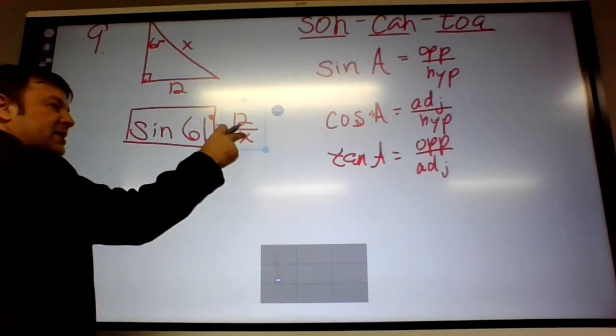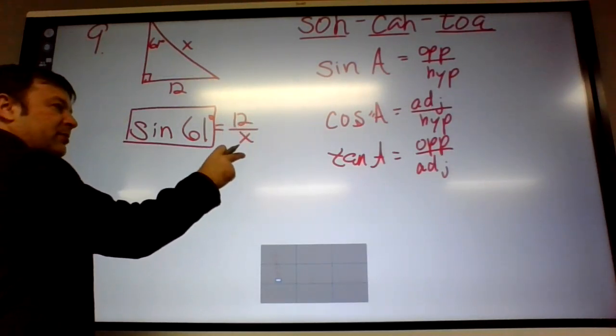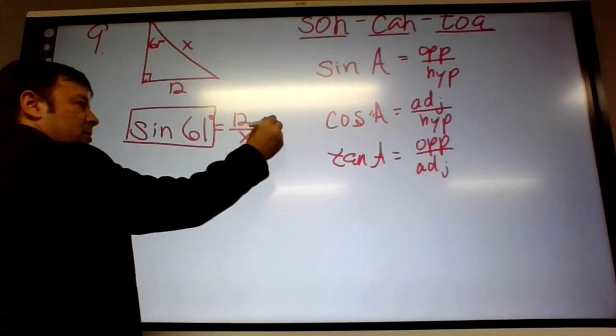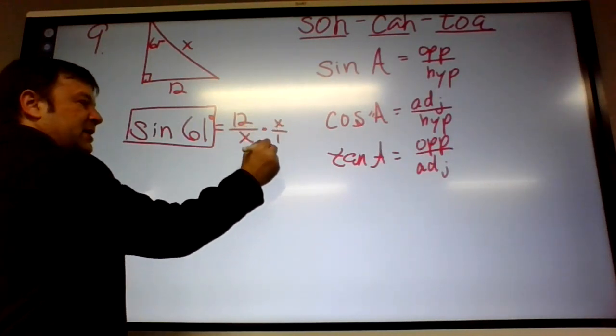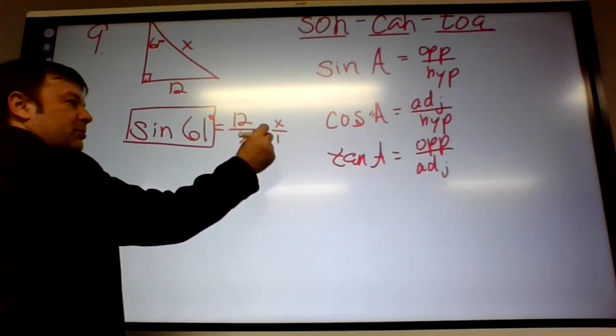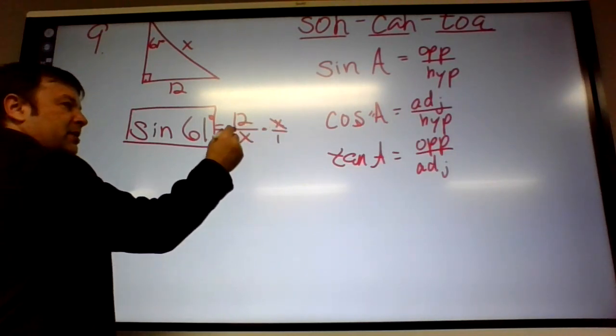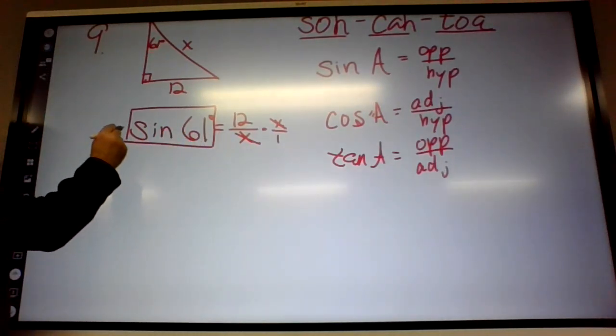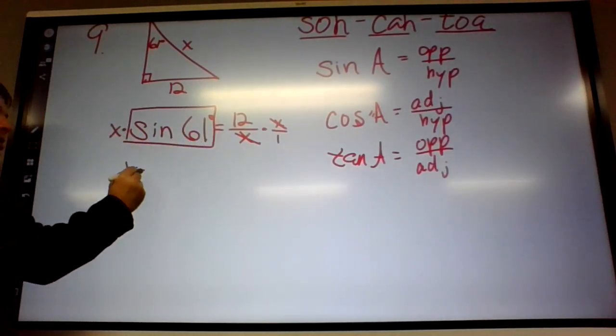If x is in the denominator, how can I get rid of it out of the denominator? Multiply by 12? No, multiply by x. It's kind of what we did last chapter. So when you multiply by x, that just goes away, right? But if you multiply that side by x, you have to multiply this side by x.